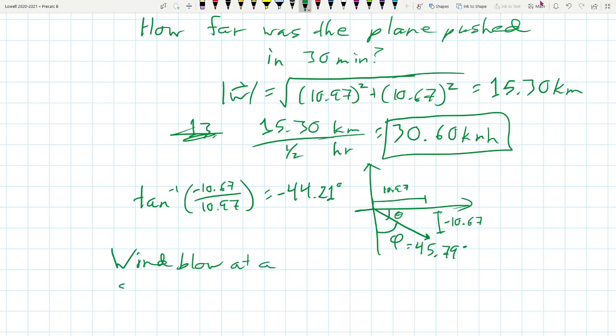So we can say that the wind blows, sorry, start that over. The wind blows, I'll say, 45.79 degrees east of south. Because for some reason, I don't know too much about navigation, but apparently you reference either north or south first, and then you say this much pointing to the east direction or west, etc. So we go 45.79 degrees east of south at a speed of 30.6 kilometers per hour.